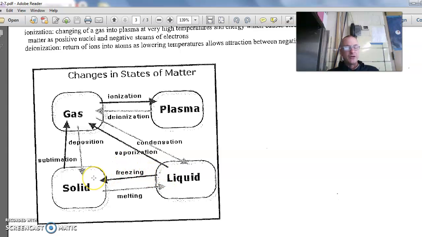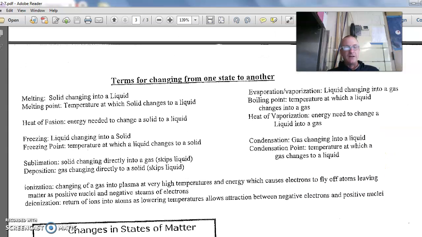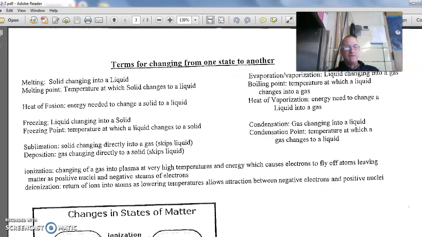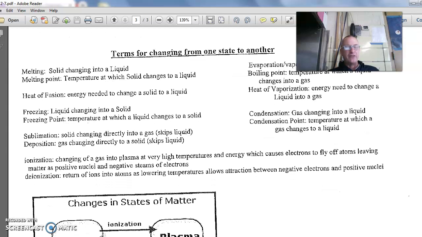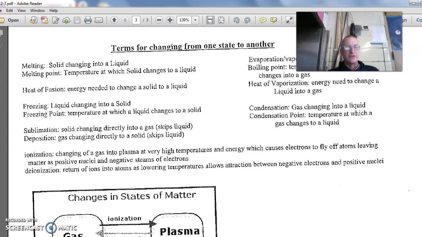A liquid returning to the solid state is called freezing. A solid going to the liquid state is called melting. The energy to get a liquid to go to the gas is called heat of vaporization. The energy to get a solid into the liquid state is called heat of fusion. This wraps up our notes 2-7 on states of matter, the vocabulary associated with states of matter, and the changes those states of matter undergo.